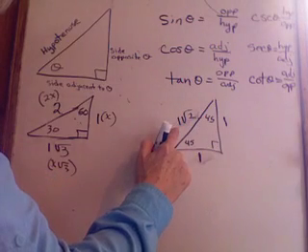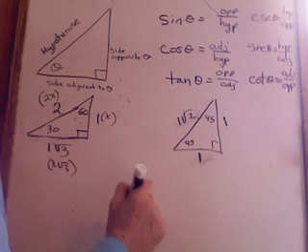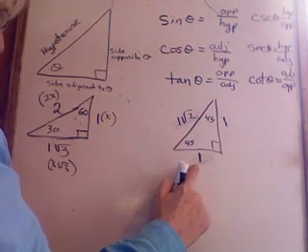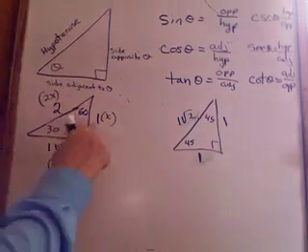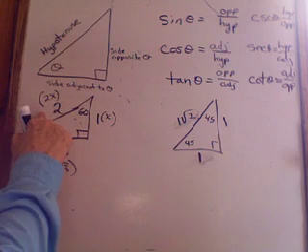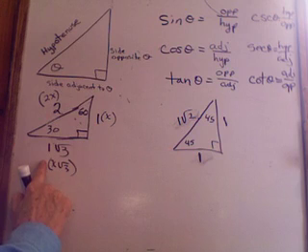What would this be? Hope you said 2 root 2. Okay, if this is 4 root 2, what's this side? 4. What's this side? 4. All right, if this side's 3, what's this side? 6. What's this side? 3 root 3.